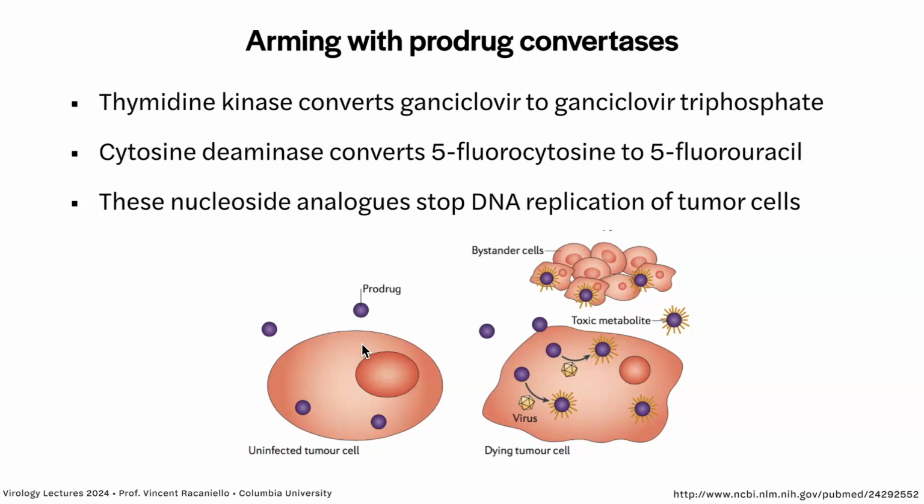So here's your uninfected tumor cell. The prodrug gets into it, but if it gets into a virus-infected tumor cell, the virus will convert the drug into the toxic metabolite. It will kill the tumor cell, and it will also diffuse to neighboring cells and kill them as well.